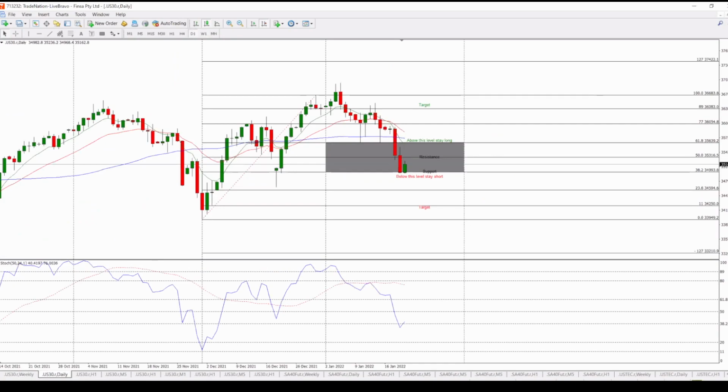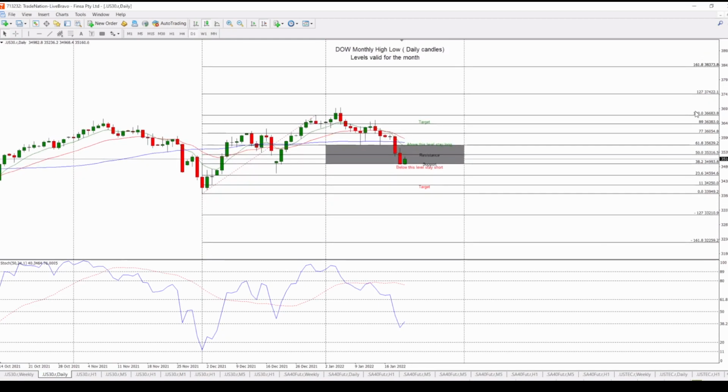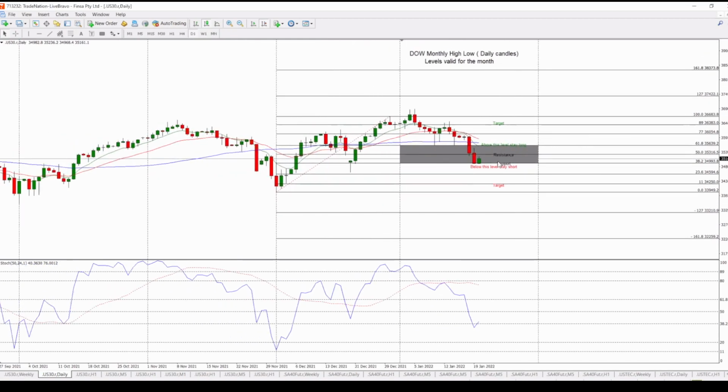So on the monthly high low, currently we are in that consolidation area between the levels of 50 and 38.2 as the levels of resistance and support. For a push down below 38.2, we will be aiming for that 11 level. And for a push up above the 61.8, we will be chasing that 89 target level.